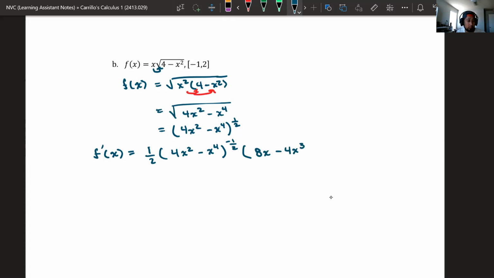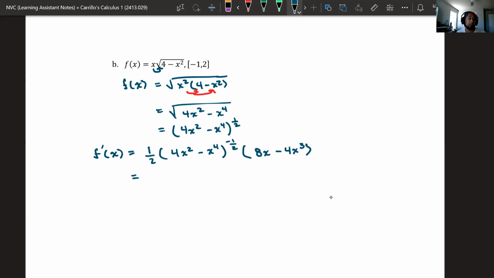minus 4x cubed. Do you hear Skip just coughing? Shut up, bud. Okay. So there's our derivative of the inside function.